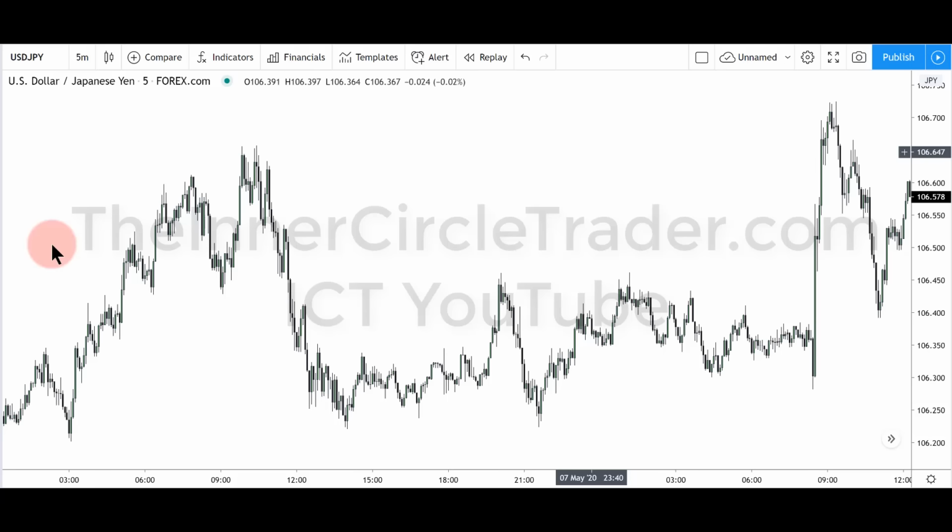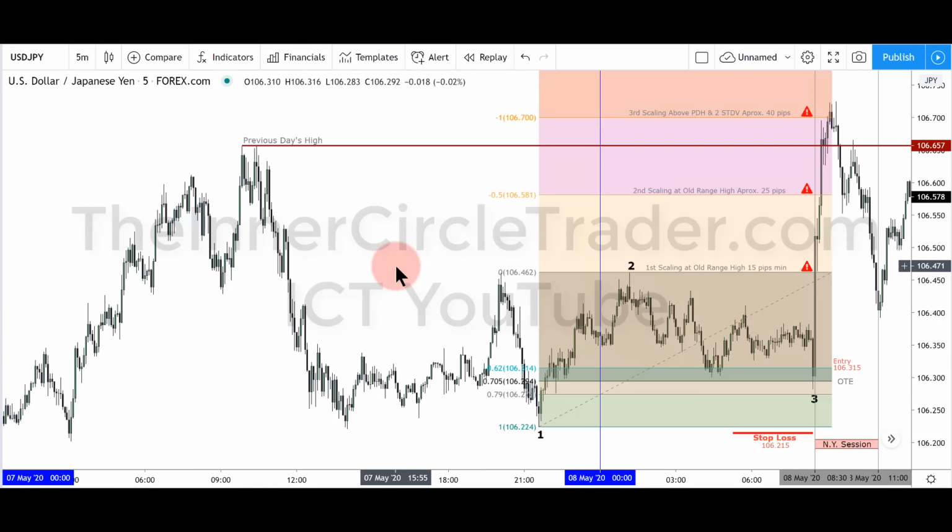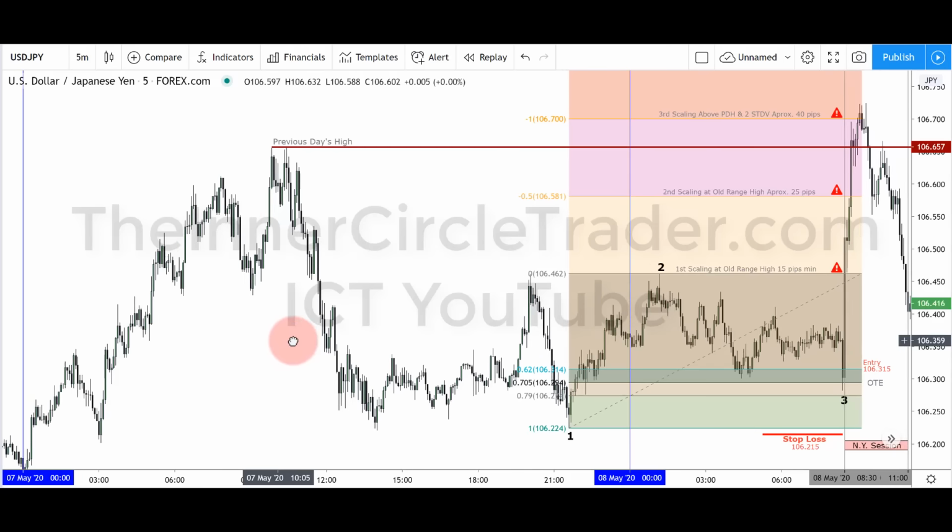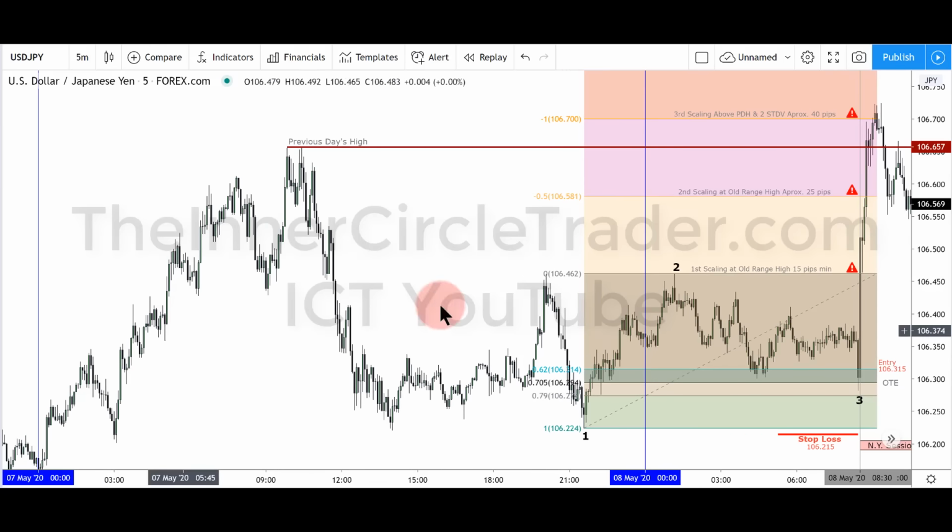Okay, so here's what we're going to do. We're going to take a look at the annotations for today. Here is the previous day's range, and the previous day's range is defined from here to here. So we're expecting a run above the previous day's high. So here's previous day's high at that 106.657 level. And we're looking for a reason to get long to target this high.